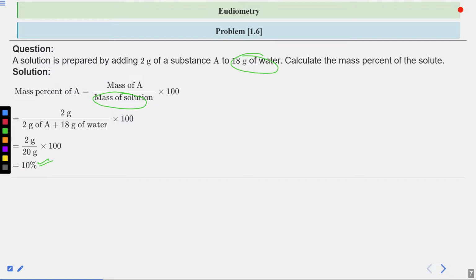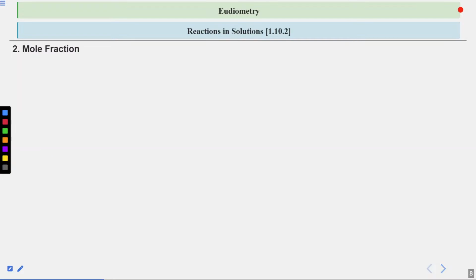Okay. Now moving on to the next concentration term. Our next concentration term is mole fraction. Yes, Hargun, what is your doubt? What specifically are you facing trouble in? You can just write it in the chat section. Is it related to the previous question? Okay, so just write your doubt. I'm moving forward till that time.